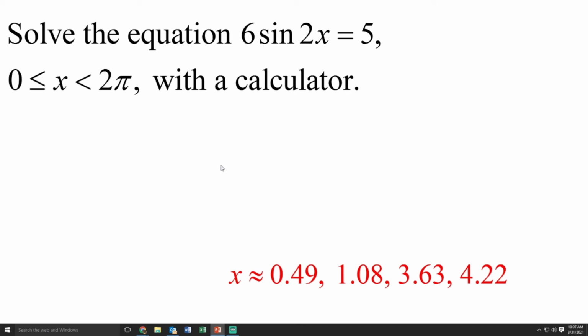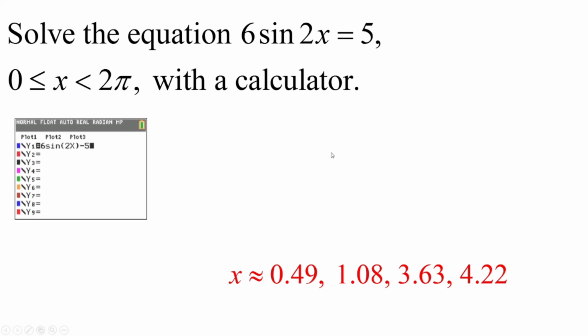So on the calculator. Now you guys, here are the answers we just had by hand right there. We did crunch some numbers with our calculator, but now we're just going to graph. And you have two options. You could graph 6 sine of 2x as y sub 1 and 5 as y sub 2 and find the intersection points. I kind of like to just make this one function and say, when does 6 sine of 2x minus 5 equal 0? So I'm going to do that.